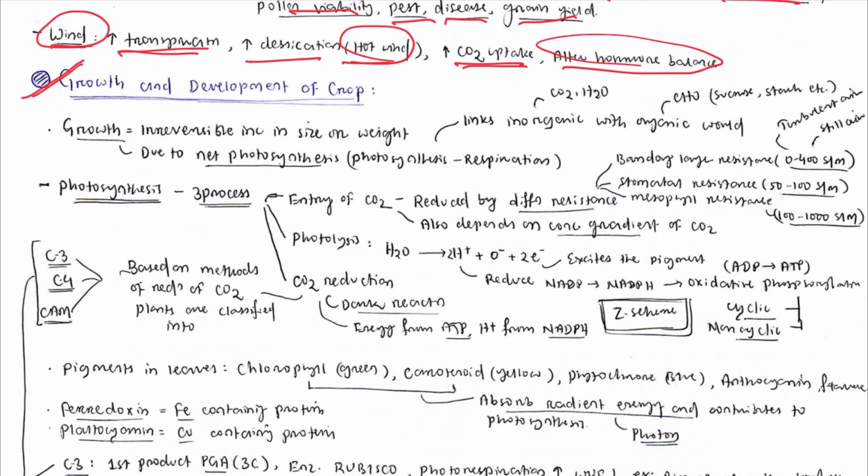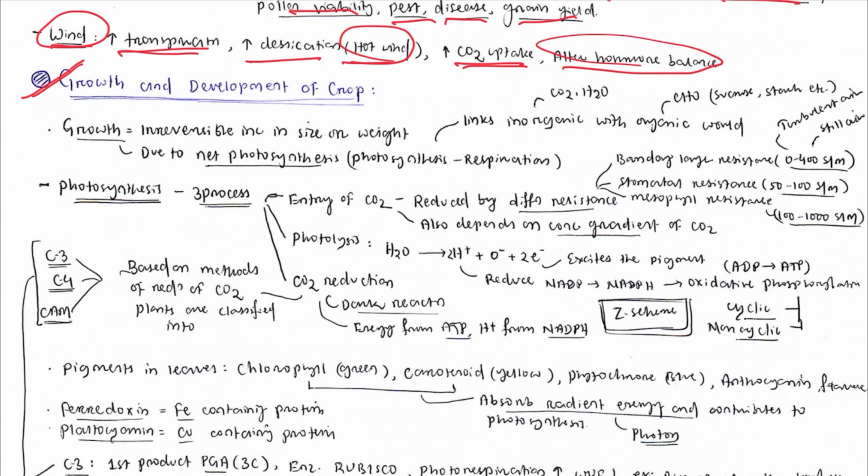In this series of lectures, we are dealing with the principles of agronomy, and so far we have covered the introduction to agronomy, then agrometeorology, how different weather elements are quantified and what is their role in crop production, how they affect the growth and development of the crop. And today we are going to discuss growth and development.